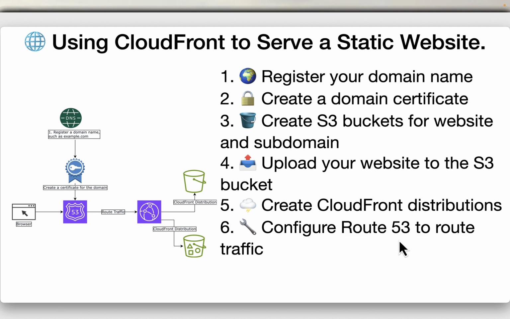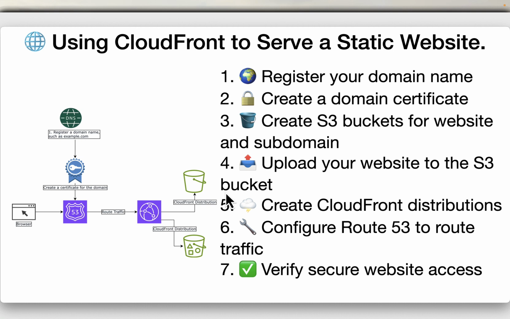Then sixth, configure Route 53 to route traffic. Link your domain to your CloudFront distribution using Route 53, the AWS DNS service. This has a feature where it can directly plug into the CloudFront distribution and let you use the domain name which you have registered. So you will use something like example.com, but internally it will be served by the CloudFront distribution. Then the last step, verify secure website access. Test your domain in a web browser to ensure it's live and secured with HTTPS.